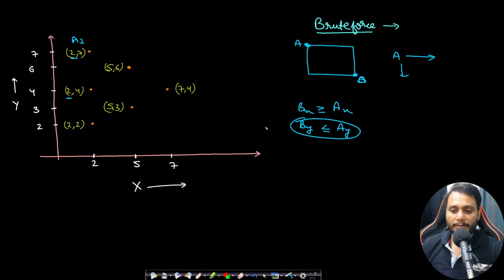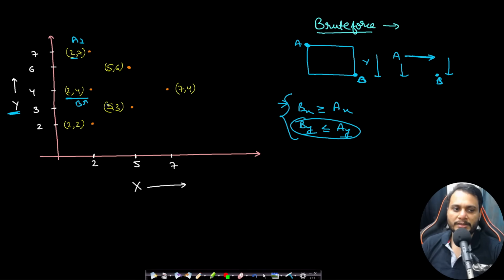Why should this happen? This should happen because if you have a b here, definitely the y value decreases if you move down. You can see this y axis. If you move up, the value is increasing. If you move down, the value will decrease. So b must be either at the same level or below a to make it a bottom right corner. Therefore the y coordinate by should be less than or equal to ay. So these two conditions must hold true in order for a point to be considered as the bottom right corner.